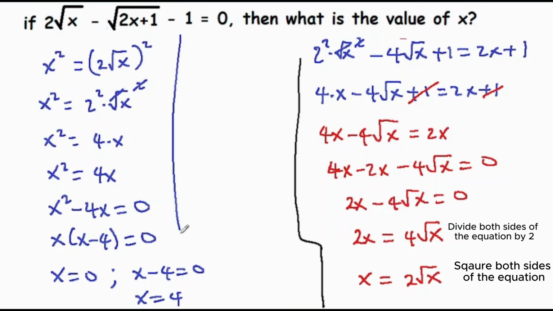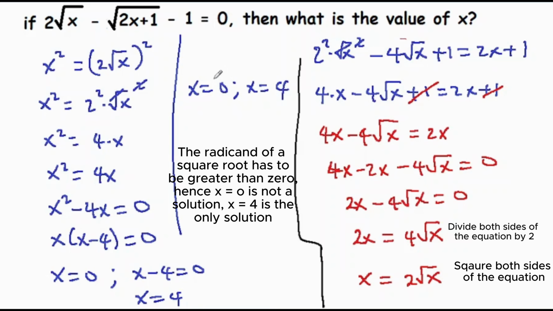So we have two solutions. We have x equals 0, x equals 4. The radicand of a square root has to be greater than 0. So therefore, the only solution that we have here is x equals 4.